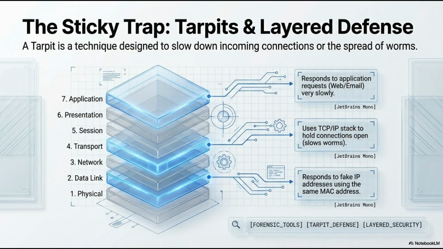It's only 2, 4, and 7. Can we break down what they do at those layers just quickly so it sticks? Sure. At Layer 2, data link, the tar pit responds to fake IPs with the same MAC address. It looks like an infinite number of hosts are there. And layer 4? Layer 4 is transport.